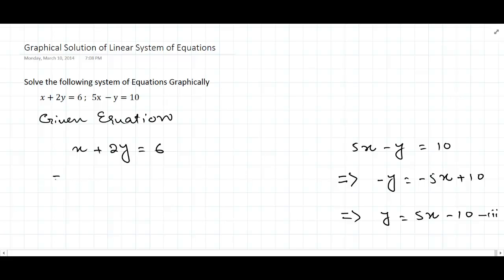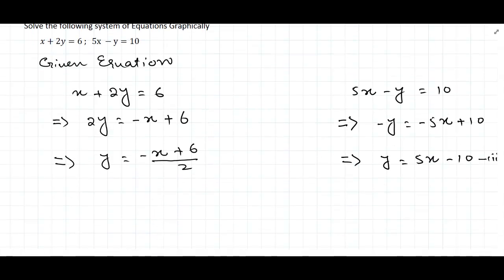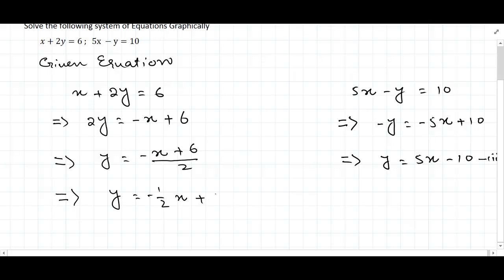Here we have 2y equal to minus x plus 6, and then divide both sides by 2, which will give us y equal to minus x plus 6 over 2. This gives y in isolated form, y equal to minus 1 by 2 x plus 3. This is equation 1 of the system.